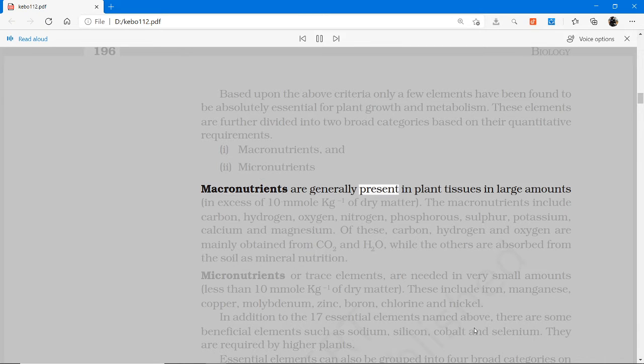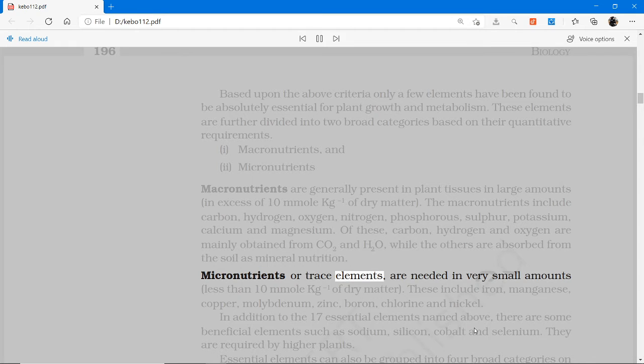Macronutrients are generally present in plant tissues in large amounts, in excess of 10 mmol/kg of dry matter. The macronutrients include carbon, hydrogen, oxygen, nitrogen, phosphorus, sulfur, potassium, calcium and magnesium. Of these, carbon, hydrogen and oxygen are mainly obtained from CO2 and H2O, while the others are absorbed from the soil as mineral nutrition.